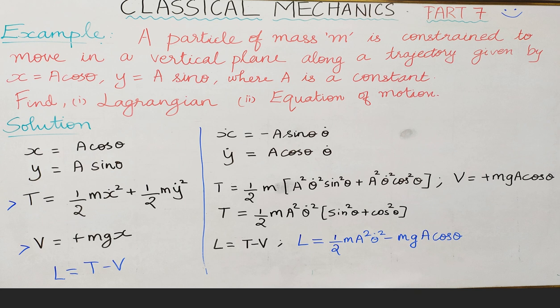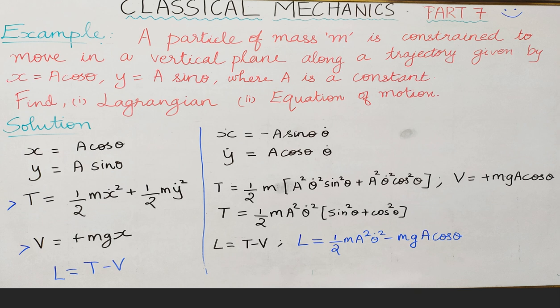Why mgx? Because y will be constant here, because I have considered y to be horizontal motion, and my constraint is that the particle is constrained to move in a vertical plane. So it should move only in a vertical plane. If you consider the vertical plane to be the y-axis, then instead of x you can put mgy. So that is the difference over here. You can try both ways. Both the answers will be correct.